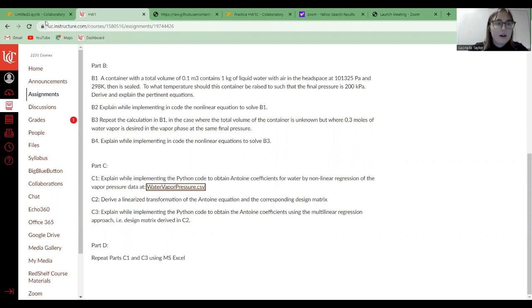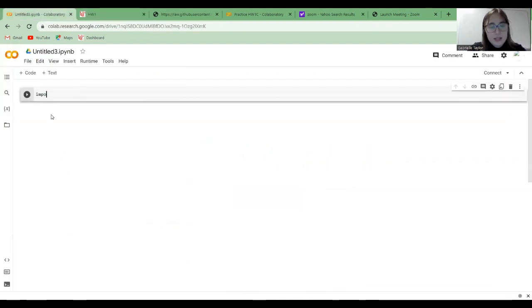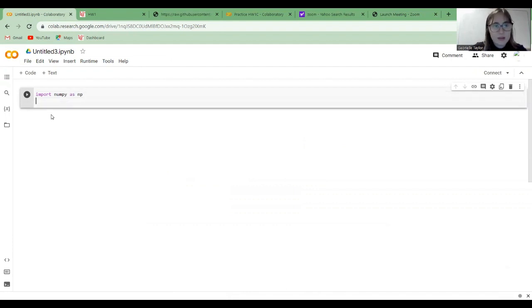Okay, so first, let's import NumPy as np. And then we are going to want to do plots. So from SciPy, what we want to do is graph our data, and then minimize our sum squared error to find a line of best fit. So we need from optimize, we need to import minimize.